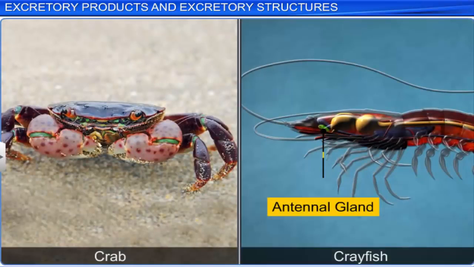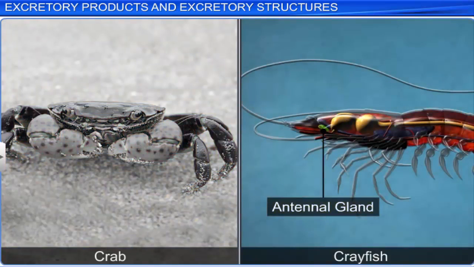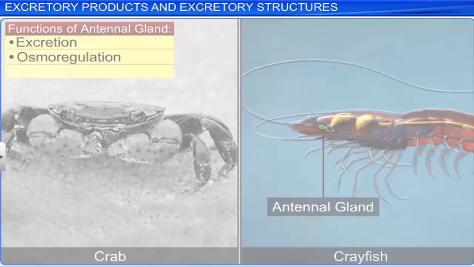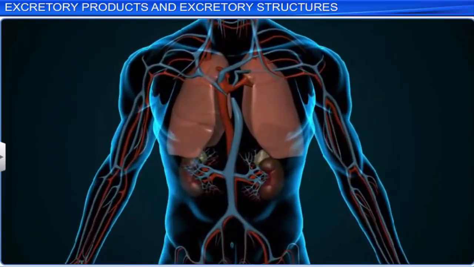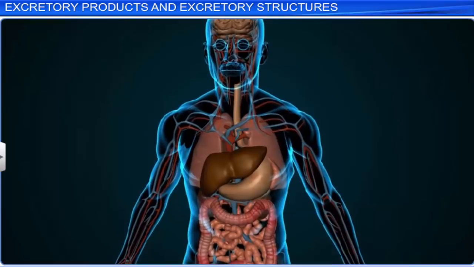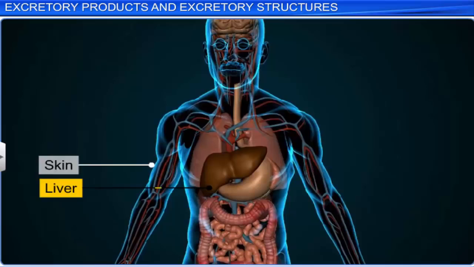The antennal gland or green gland is the excretory structure in crustaceans such as the crab and crayfish. This gland performs the function of excretion and osmoregulation. The kidneys perform the main function of excretion in highly evolved mammals such as man. Along with the kidneys, the skin, liver and lungs also help in the removal of certain wastes from our body.